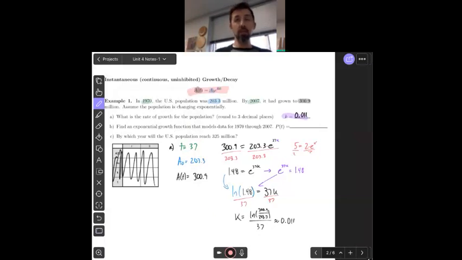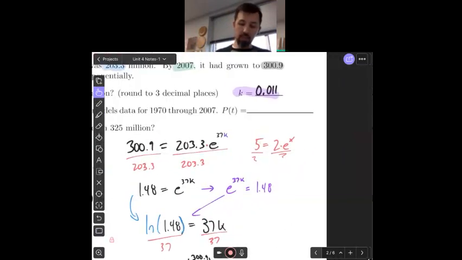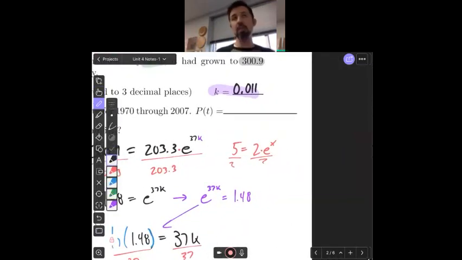So once we have that k value, we can use that information to write a model equation. And then we can take that model equation and say, hey, what about 1980? What would the population have been? What about 1990? What about in 2050? In order to write the model equation, we need two things. We need our initial value and our growth rate. Well, k is our growth rate, and then the 203.3 was our initial value.